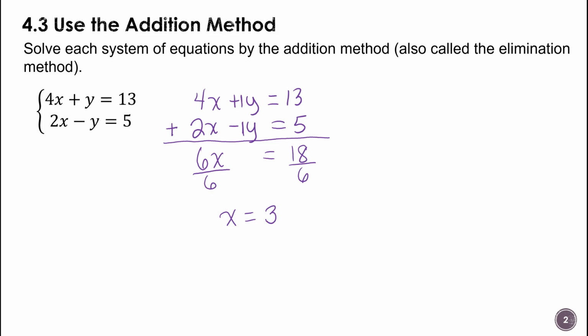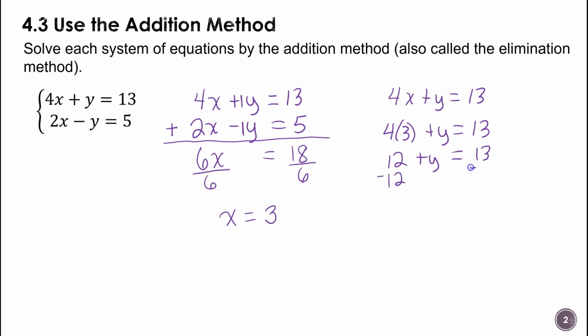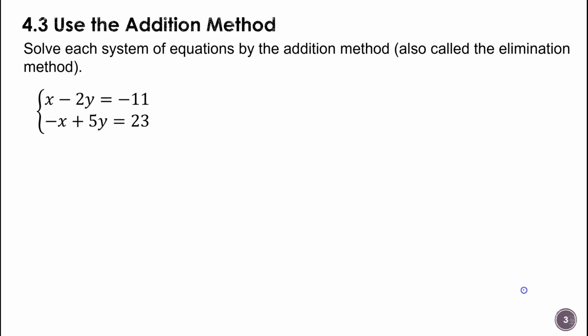Now I can use either equation and substitute in the 3 for x. So if I use the first equation, 4x plus y equals 13, and I substitute in the 3, notice that's 12. So I'm going to then subtract 12 on both sides, and I find that y is 1. So my ordered pair ends up as 3, 1. All right, next.